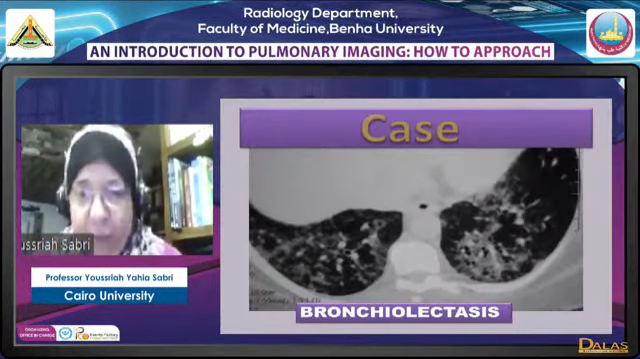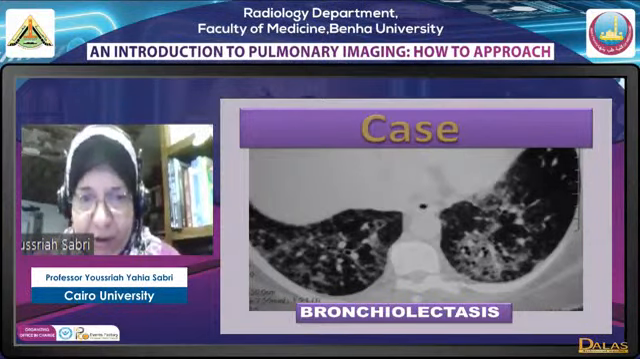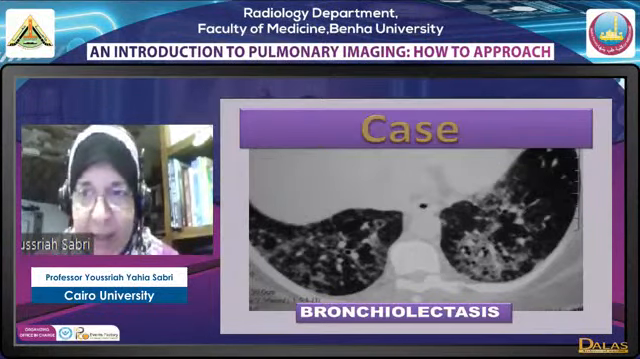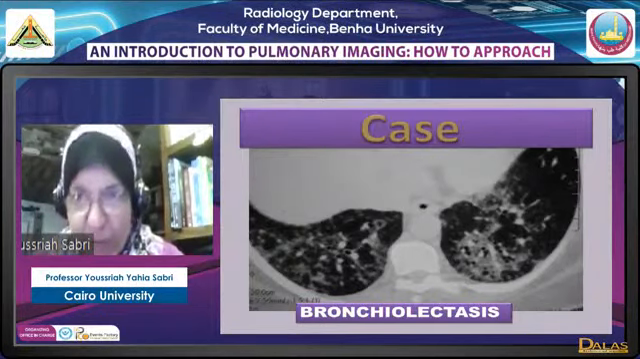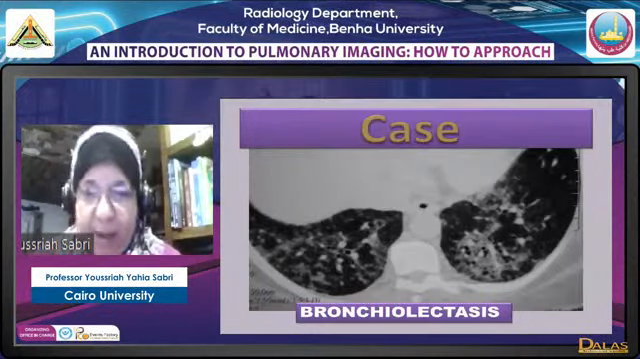Going to the small airway. Small airways are bronchioles. What are the possible lesions that we meet? The commonest we meet is traction bronchiolectasis. Bronchiolectasis means widening of the bronchioles. We don't normally see the bronchioles, okay? We only see diseased bronchioles, okay? The commonest is traction bronchiectasis.